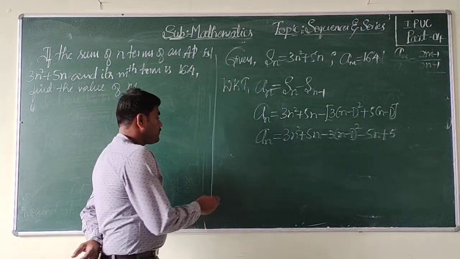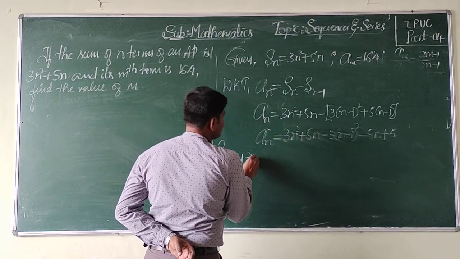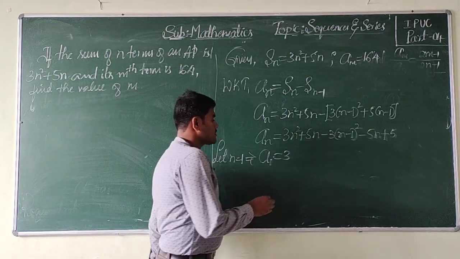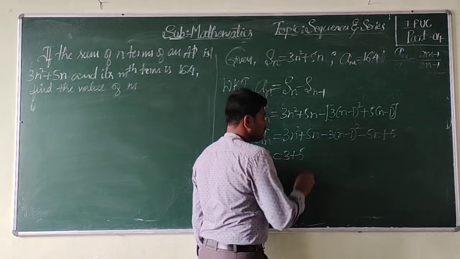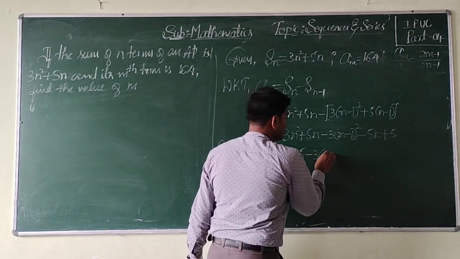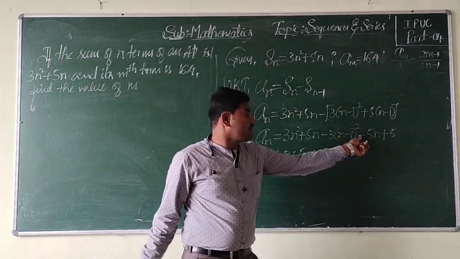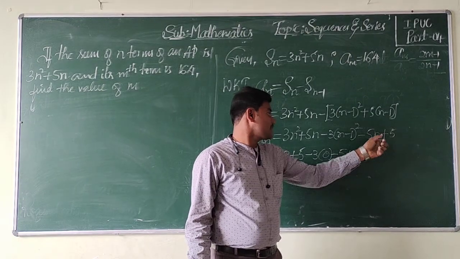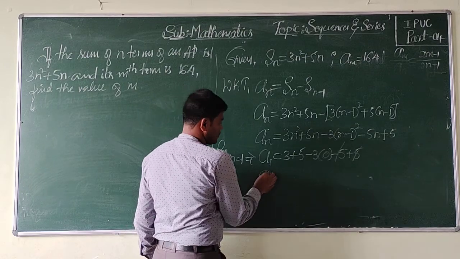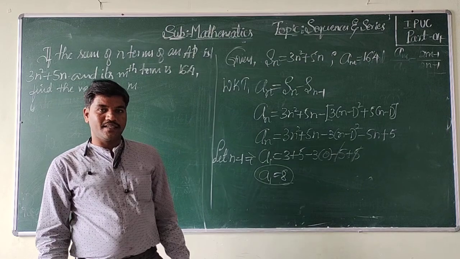Now, for the first term, let n is equal to 1. So we get a1 equal to 3 into 1 square plus 5 into 1 minus 3 into 1 minus 1, which becomes 3 into 0, so minus 5 into 1 minus 1, which is 0. See, a1 becomes 3 plus 5, that is 8. a1 is 8, that is the first term.